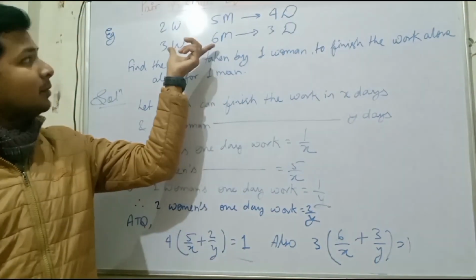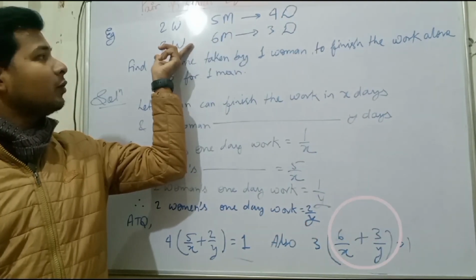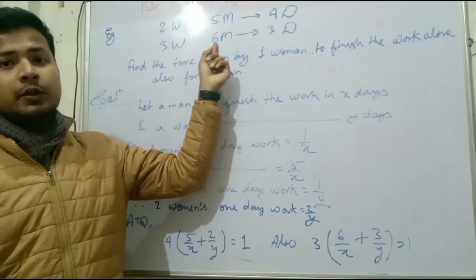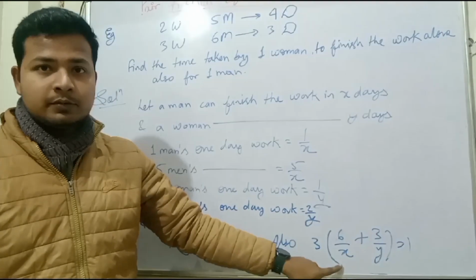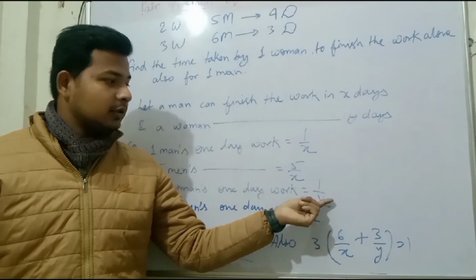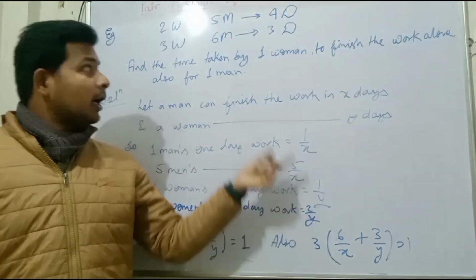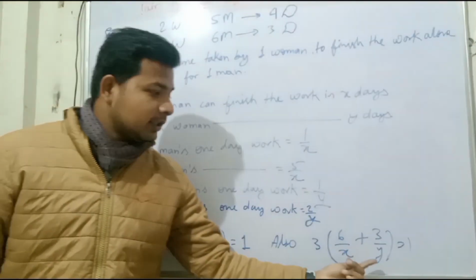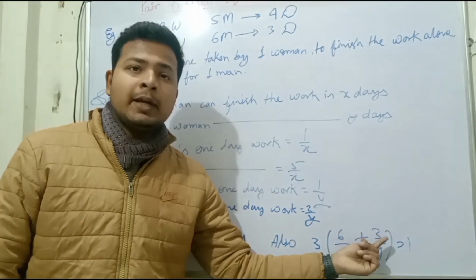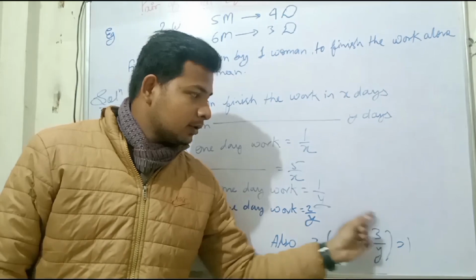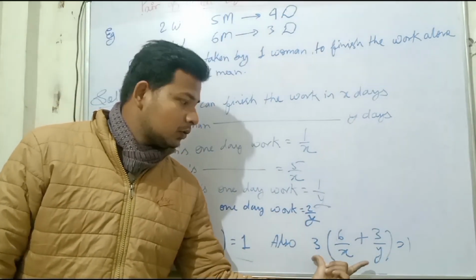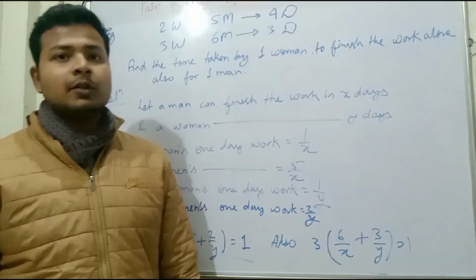Similarly, for the second case, it has been specified that 6 men and 3 women do the same work in 3 days. If 6 men are doing the work, it will be 6 by x, and 3 women means 3 by y. How many days have they taken? 3, because if they are working together for 1 day, 6 men and 3 women will do this much work. They have worked for 3 days. So the question will be like this.